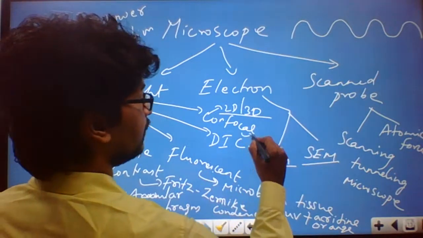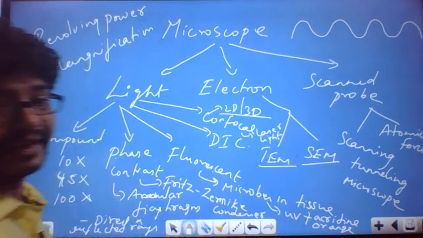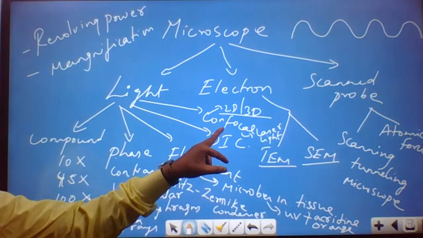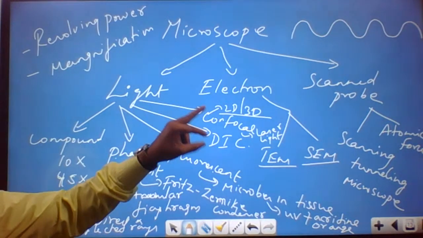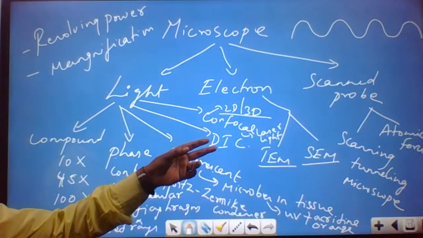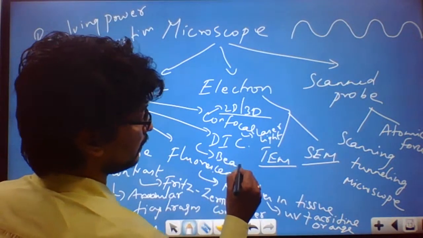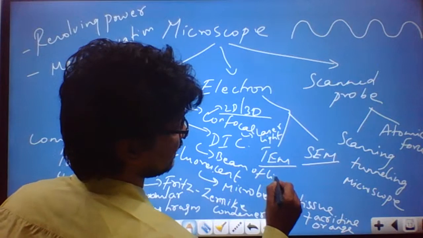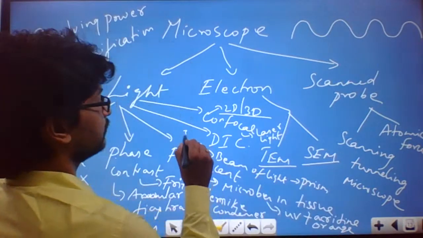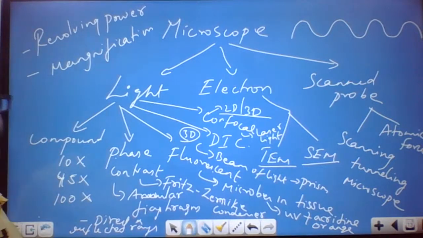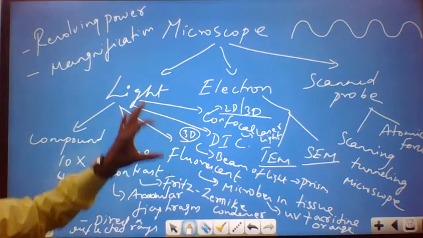The laser light is required as far as your confocal microscope is concerned. And coming to DIC, you can use a beam of light passed through a prism. Here we use a beam of light which is getting scattered through the prism, and by this also you can see 3D images. So these are the main types of microscopes as light microscopes.